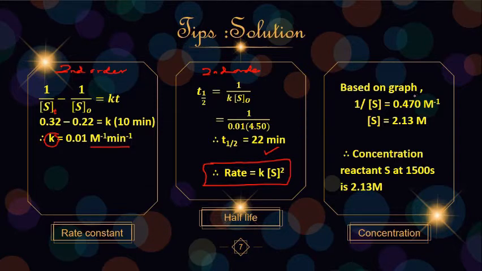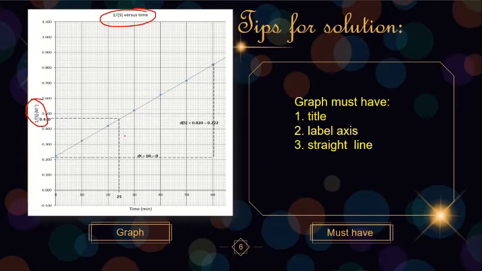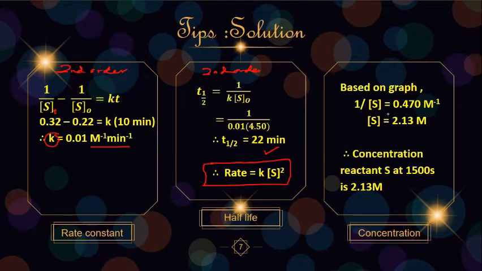Based on the graph, you need to find concentration S. If you look at the graph at 1500 seconds, which is actually 25 minutes, you just dot to the graph and you can find the value. It is 0.470. This is actually for 1 over concentration S. So you need to find concentration S, and you get 2.13 molar. So the conclusion is the concentration of S at 1500 seconds is 2.13 molar.